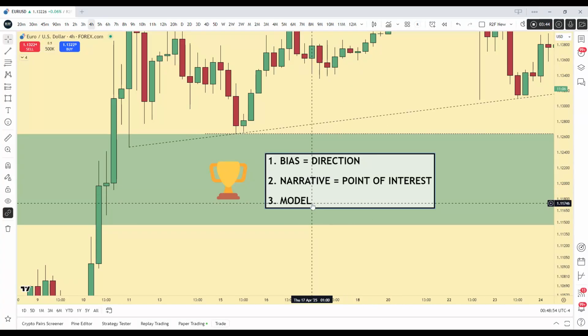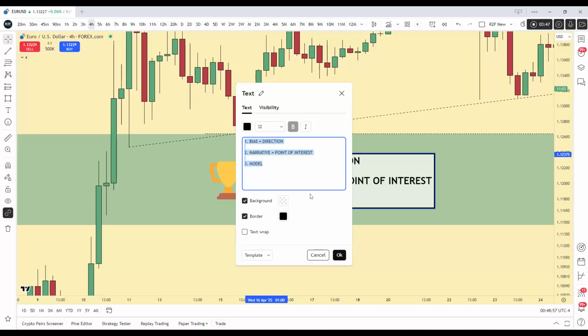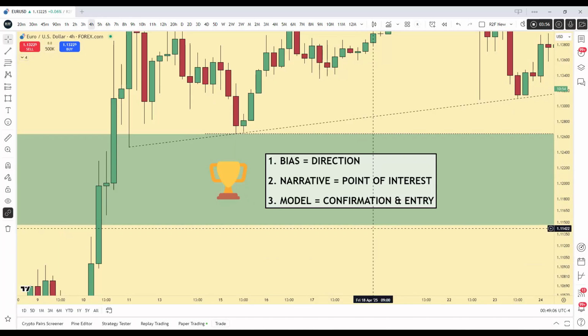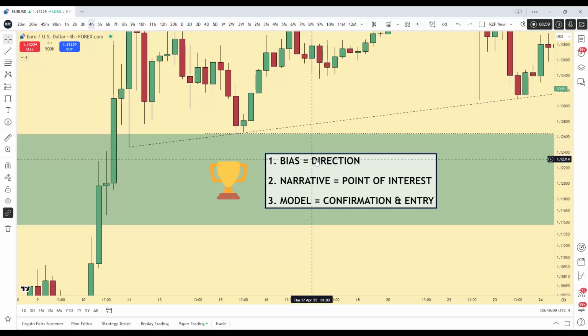Okay, so your model is basically your entry, right? It's your confirmation and entry. So you have your bias, you know where price wants to go, or you have a good idea. This is using your experience and skills that you've attained from learning and just general trading and viewing the charts. Then you have your narrative, which also comes from your experience and the techniques that you're using. Then you have your model. So when price comes to you, a point of interest, you are using your model to enter the trade.